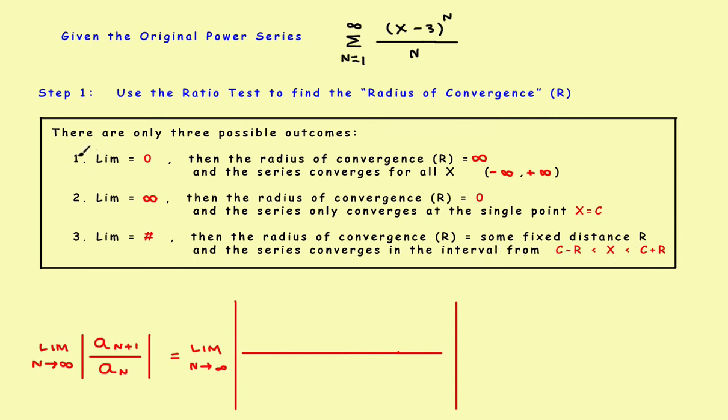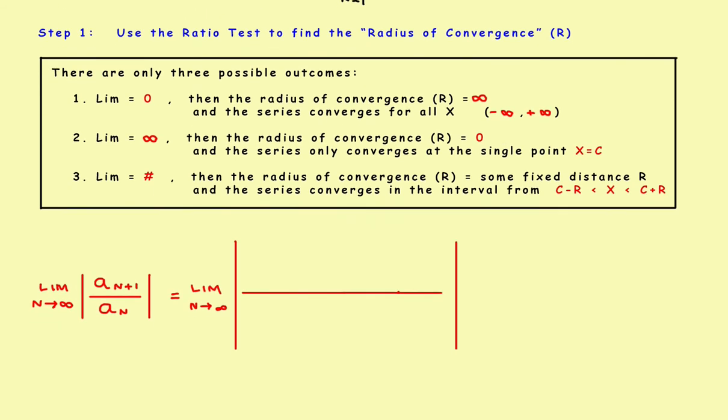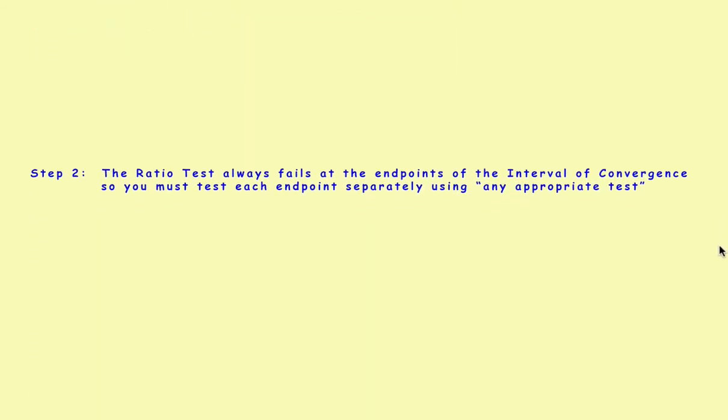Now, in the first two videos, we did this. If the limit was equal to 0, you did step 1 and you were finished. If the limit is equal to infinity, we did step 1, used the ratio test, and we were finished. You didn't have to worry about the endpoints. But in this third case, if the limit turns out to be a number, you're going to have to add an extra step, and it looks like this.